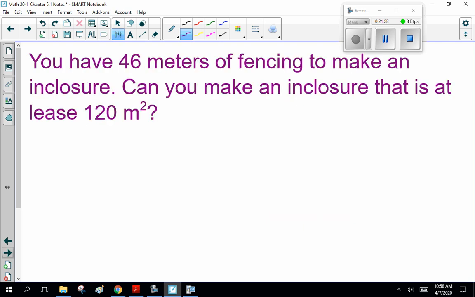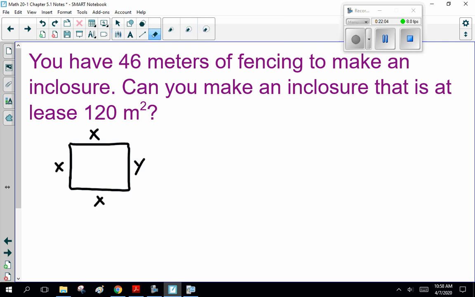Now, last question, I'll leave you guys alone. You have 46 meters of fencing to make an enclosure. Can you make an enclosure that's at least 120 meters squared? All right? Now, go back to chapter 4, section 7. You're making a pen that's x by y. Okay? So sorry, 2x, 2y.